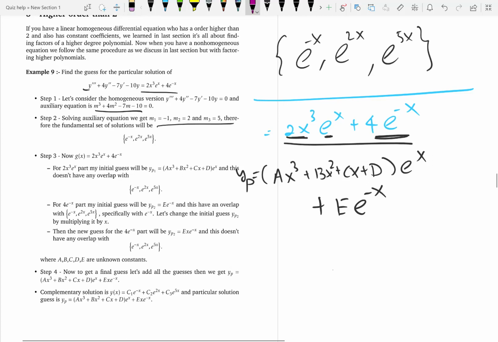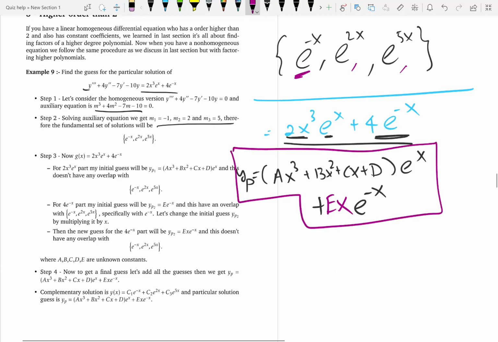Good. Now do we have an overlap? e to the negative x, yes, we have an overlap, but e to the 2x and e to the 5x are not here. So how do we handle the overlap of e to the negative x? This is the offended party, right? We just multiply the offended party by x. So just multiply it by x, so it's x e to the negative x. Do not multiply the whole thing, unless the whole thing is overlapped. So this is the guess for the particular solution. It's really the same process, it's just that you have more functions in the fundamental set of solutions.